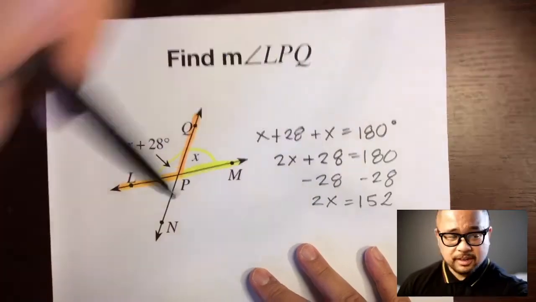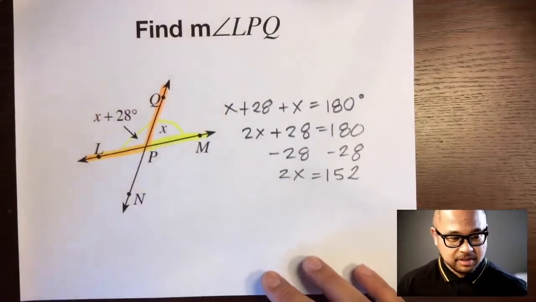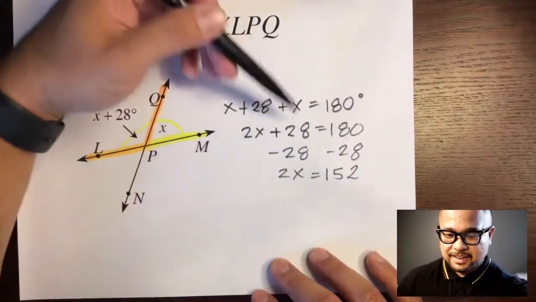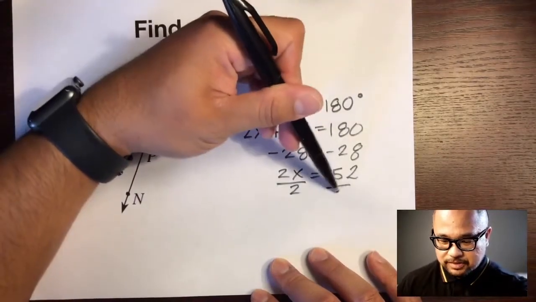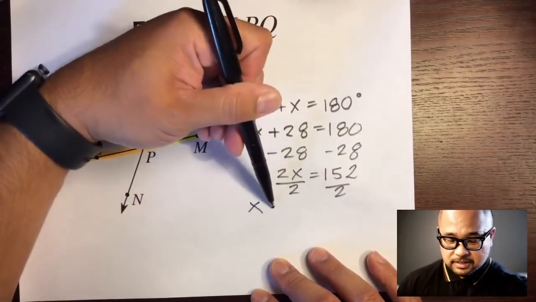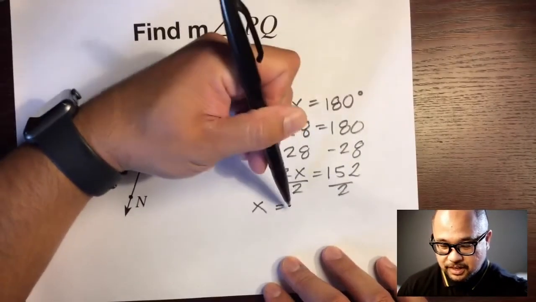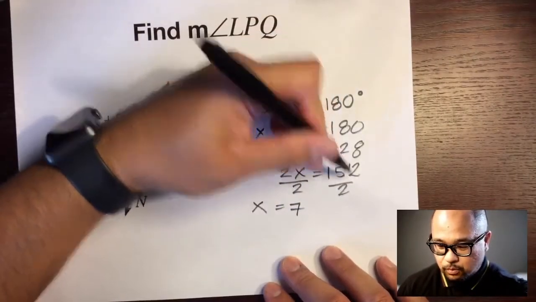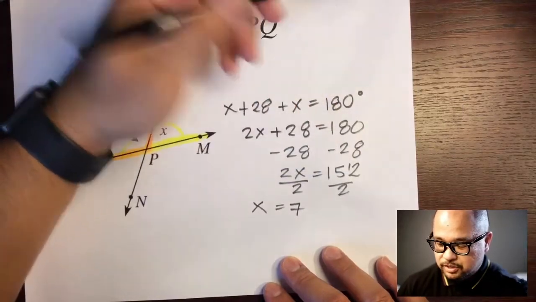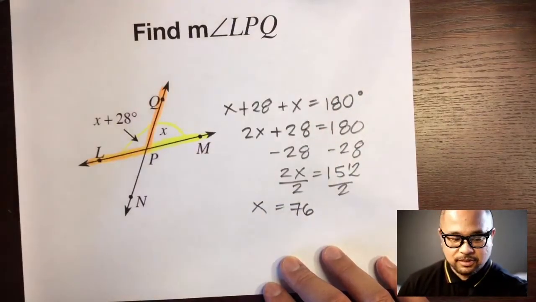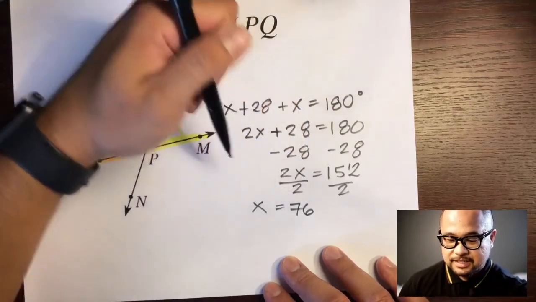Did all that in my head, by the way, so I might be wrong, but I think I'm right. And let's divide by 2 on both sides. So x is equal to how many times? So short division. How many times does 2 go into 15? It's 7. What's the remainder? 1. How many times does 2 go into 12? That's 6. So x equals 76.